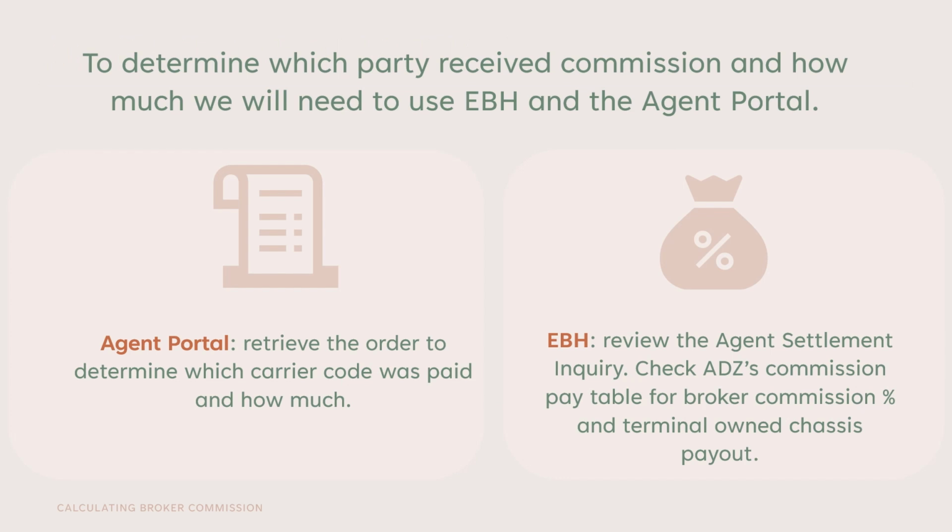To determine which party received commission and how much, we will need to use EBH in the agent portal. We'll use the agent portal to retrieve the order and determine which carrier code was paid and how much. We'll log into EBH to review the agent settlement inquiry. We'll also check ADC's commission pay table for their broker commission percent and their payout for terminal owned chassis.